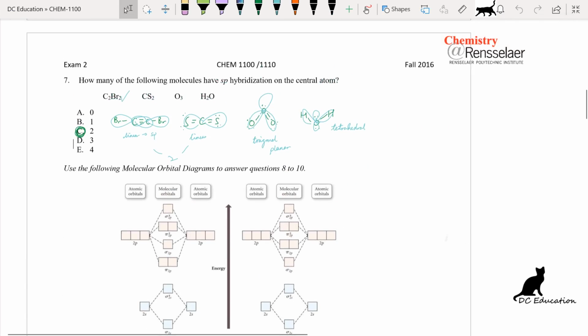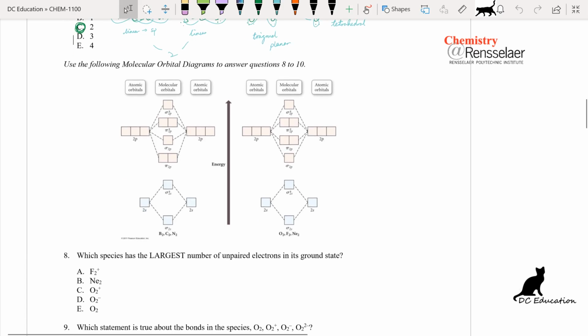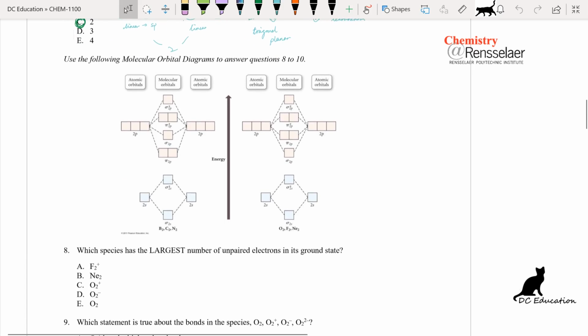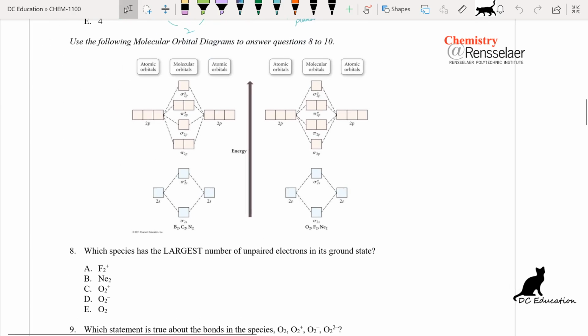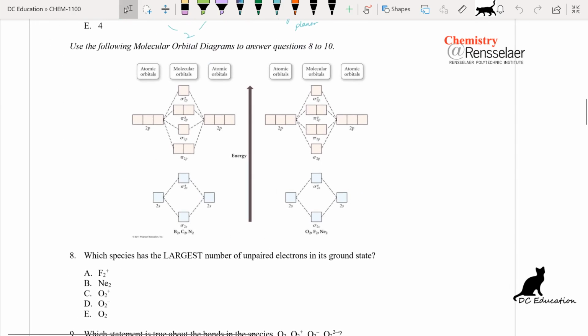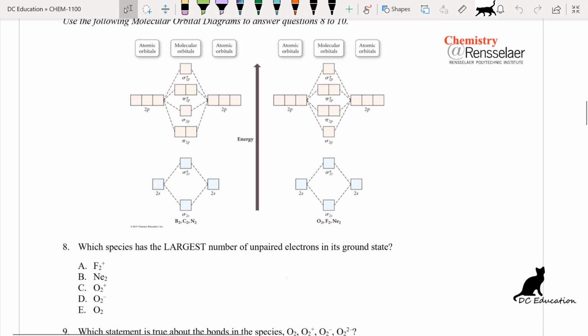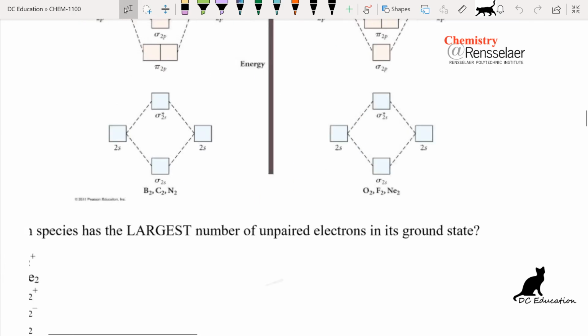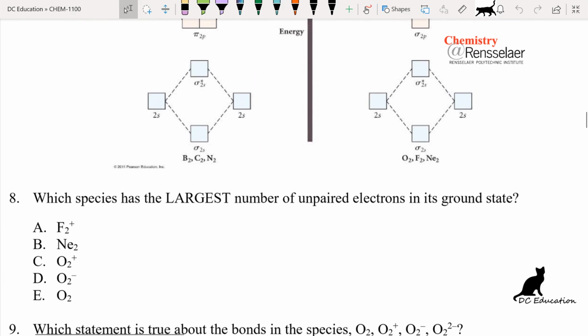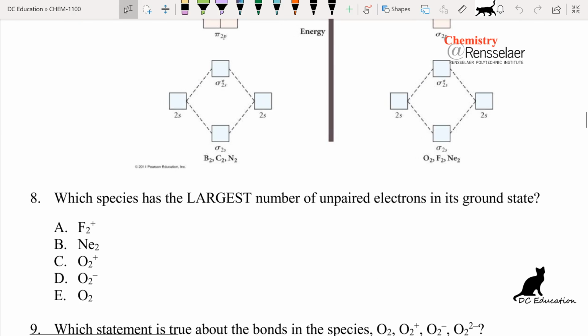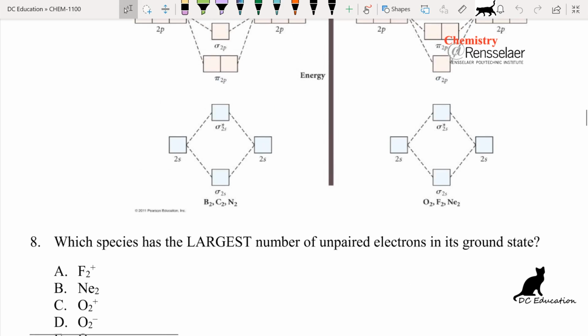We're currently on exam 2 from the 2016 fall semester, question number 8. This is a question on the molecular orbital topic that we've been going through during the chemistry lectures. It says, which species has the largest number of unpaired electrons in the ground state? And there are a whole bunch of diatomic molecules listed.